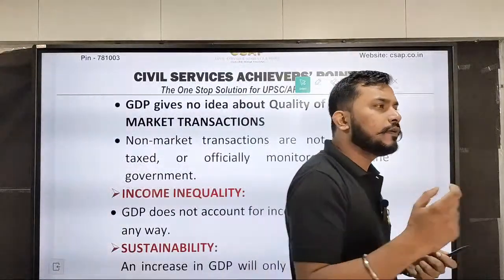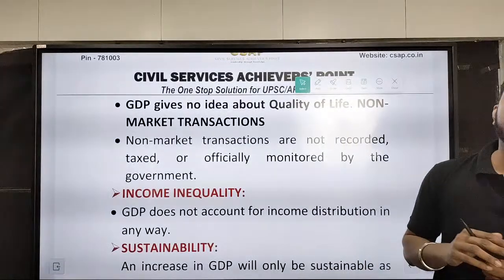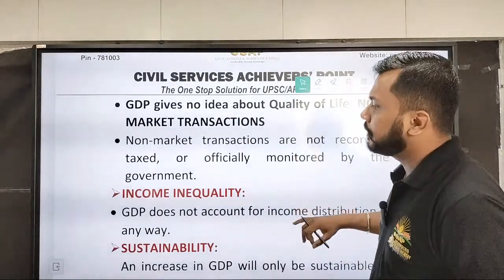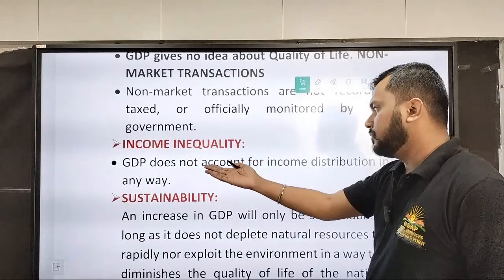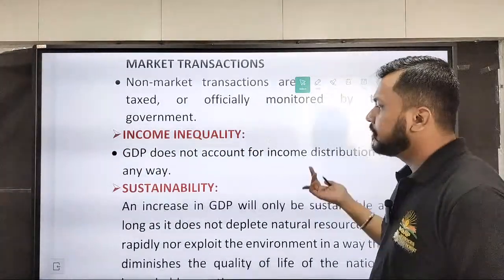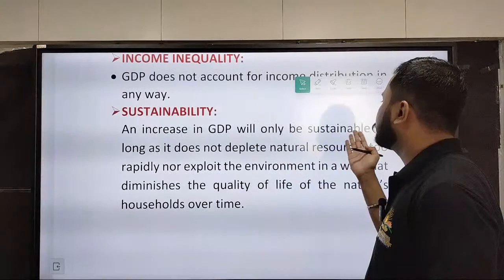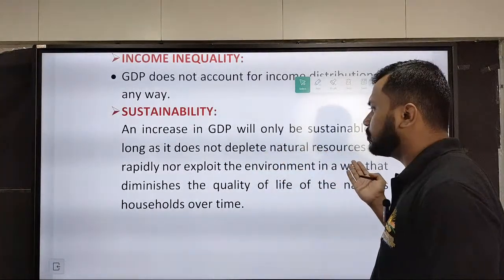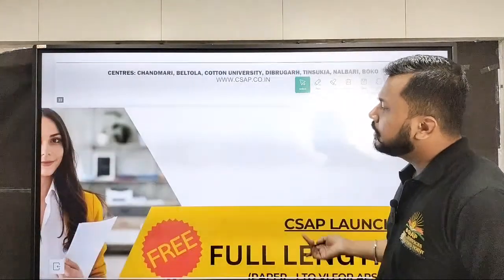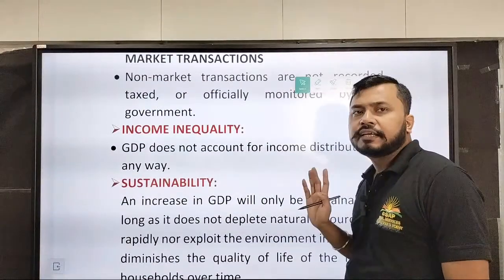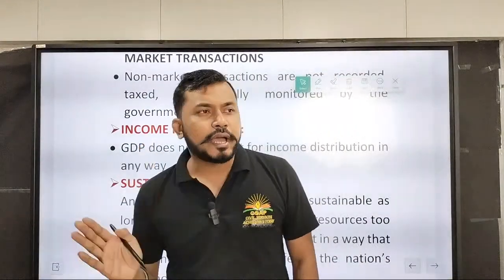Now if I talk about the limitations of GDP, quality of life, do you understand? GDP gives no idea about quality of life and non-market transactions. GDP just gives one factor, that is the basic income generated through the finished goods in a particular year. It also does not account for income distribution in any way. Sustainability: increasing GDP will only be sustainable as long as it does not deplete natural resources too. So that is one of the criteria we can see with respect to the limitations of GDP.